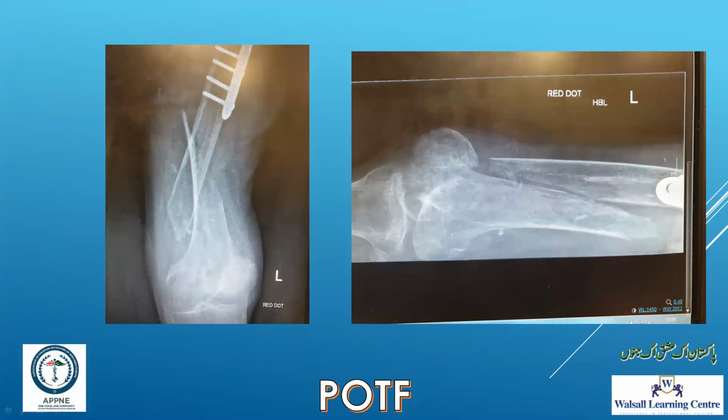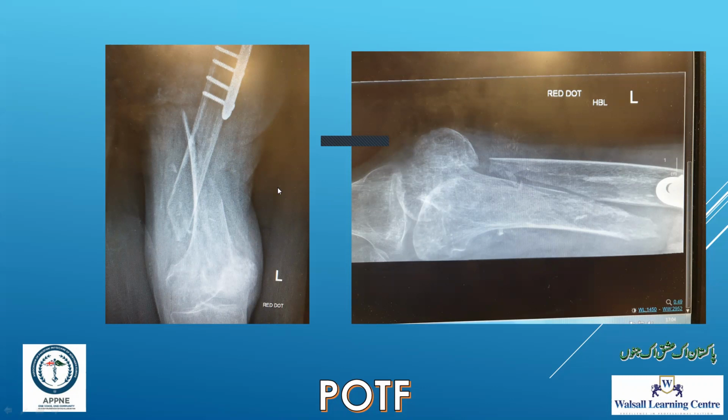This is an image of a skeletally mature person with AP and lateral femur. Describe everything. Okay. Yes, sir. Now what do you want to do with this?